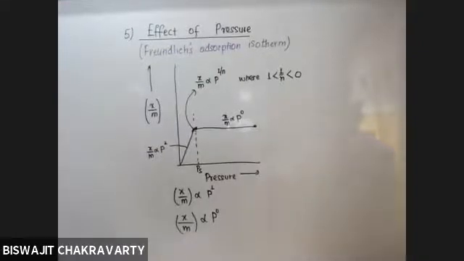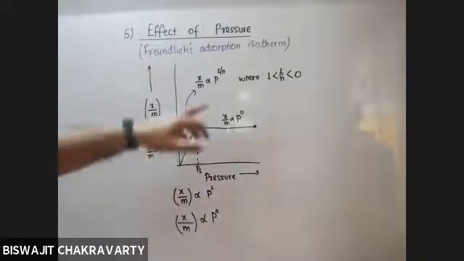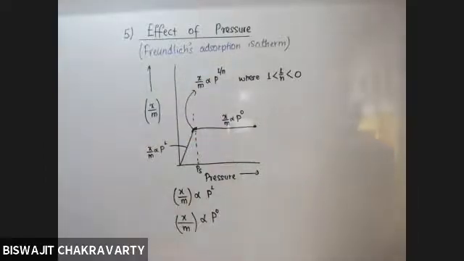Sir, why is it 1 by n? 1 by n is just taken into consideration so as to make the process of calculation easier. I'll tell you, because it is an exponential value, it will be easier if we convert it into logarithm, and when we convert into logarithm, it will be easier for us to calculate the value of 1 by n. So rather than taking the value of n, we are taking 1 by n.